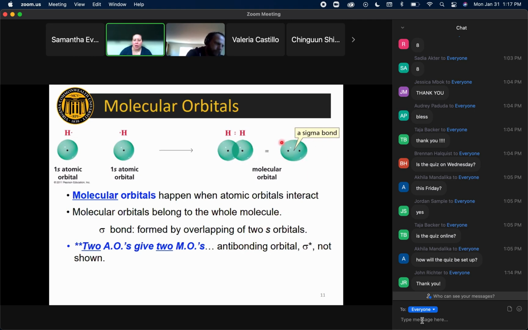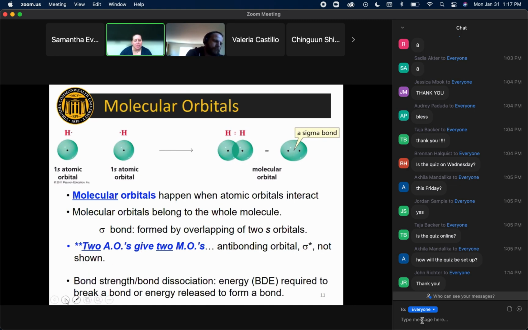So in addition to the sigma bond we created, a bonding orbital, we're also creating at the same time an anti-bonding orbital, which is denoted as sigma star. That's an asterisk next to the sigma, but chemists say this as sigma star. So we're creating a sigma bonding orbital and also a sigma star anti-bonding orbital. It's not shown on the slide, but I'll show you on some upcoming slides.